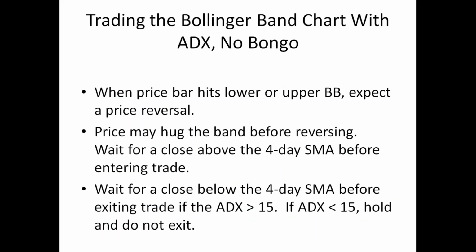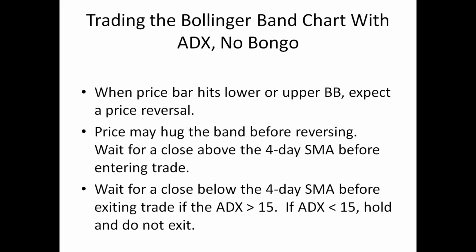So, how do we trade ETFs when we're using the Bollinger Band chart with the ADX and the SMA and no Bongo? Just like with the Tsunami chart, when the price bar hits the lower or upper Bollinger Band, expect a price reversal. And just like in the Tsunami chart, price may hug the band before reversing. So, how do we know when the reversal is for real?